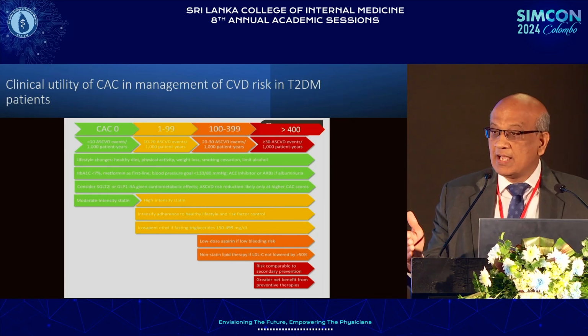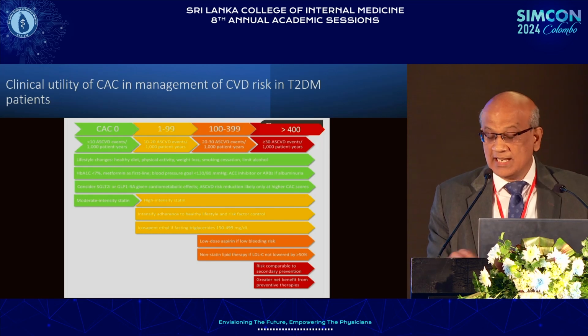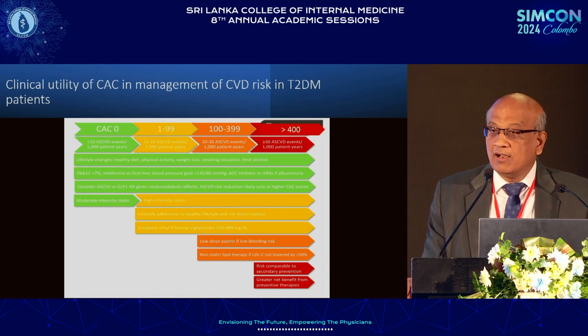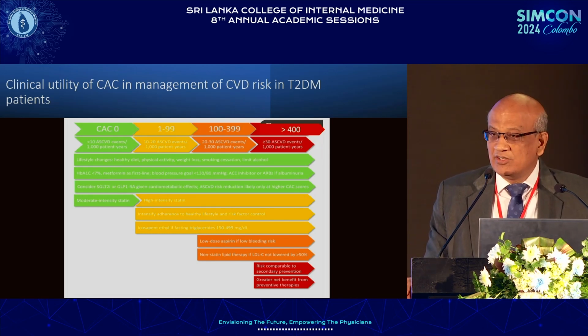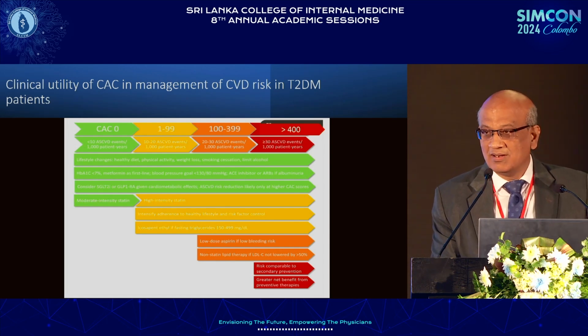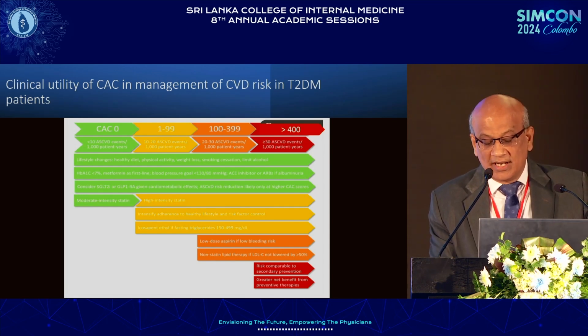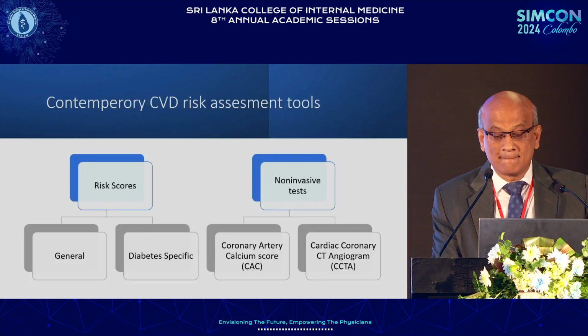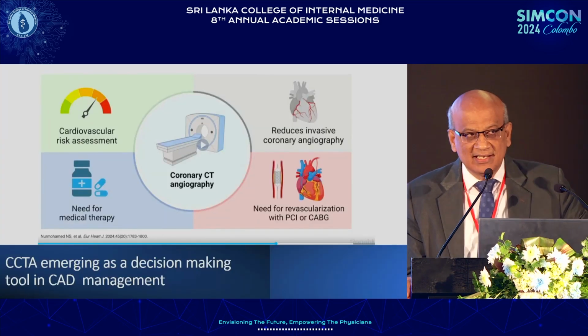What to do when they have more than 400? Definitely that is in the red group. When they are less than 10, that is green. You don't have to do much. But in between, you have to exercise caution and take individualized decisions. Let's go into CCTA in the next 3 minutes.